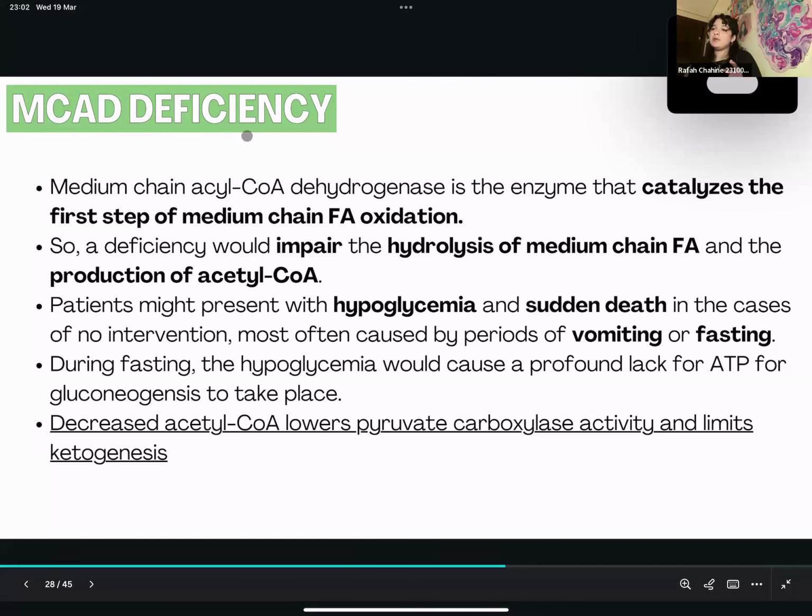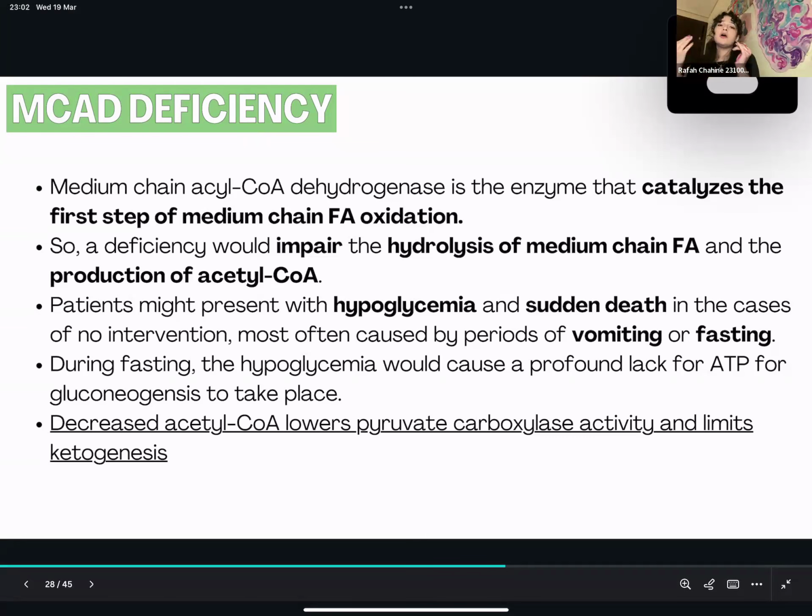So here's what's going to happen. Number one, the medium chain fatty acids are going to accumulate. But also number two, we are not going to have the production of the acetyl-CoA that we've been wanting this entire time, right? Okay, so what's going to happen to these patients and how are they going to present? These patients might present with hypoglycemia and sudden death in the cases of no intervention.